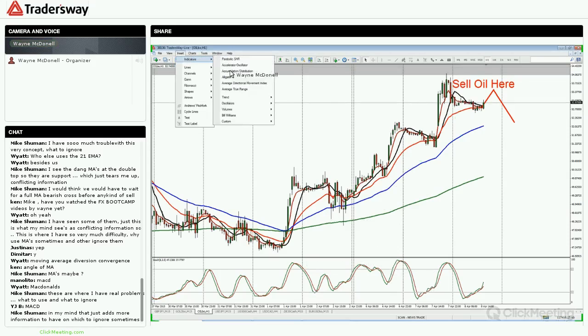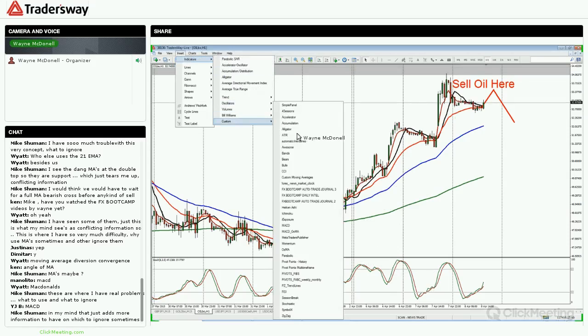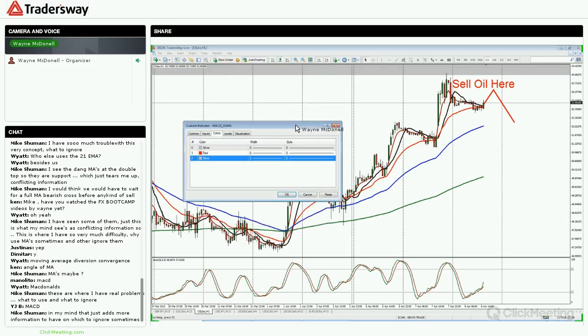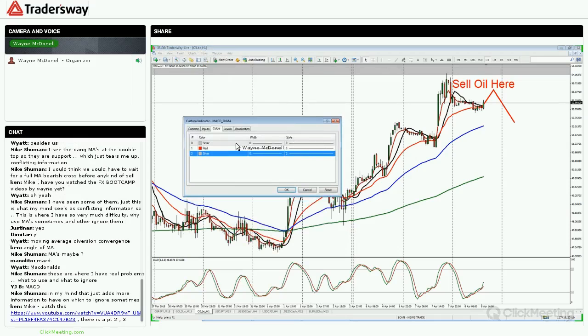All right, MACD, you work for me now. And I want you to tell me the distance between the 21 and 55 EMA. So let's do this: 21 EMA, 55 EMA. And how many candles should you measure when calculating the 21 and 55 EMA? Let's go over 8 periods. So now it's simply saying, MACD, use the 21 and 55 EMA.